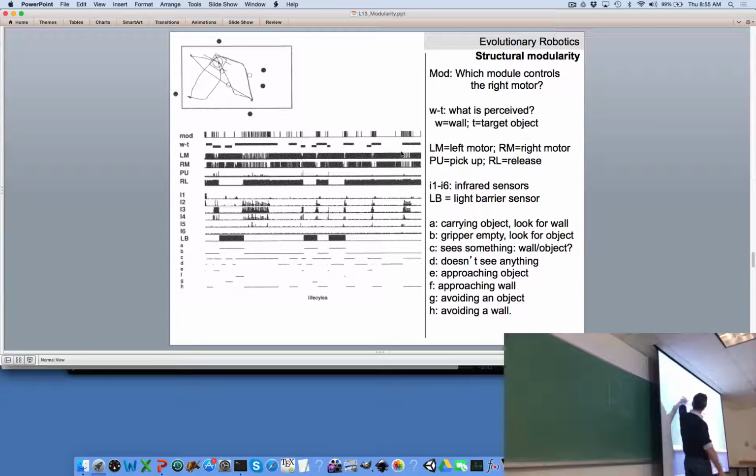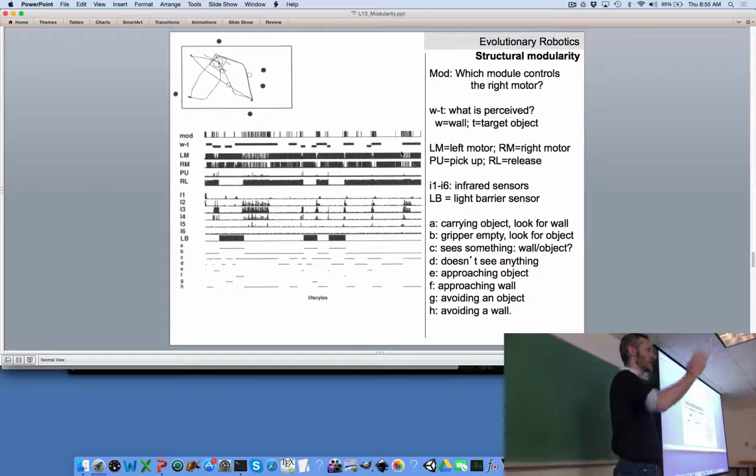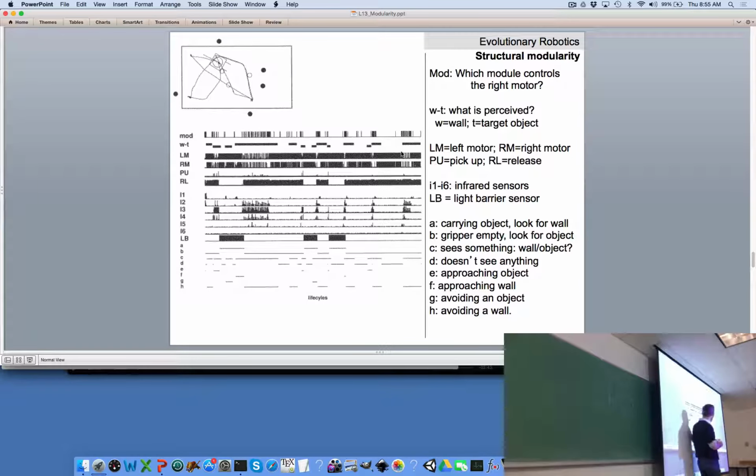So the top row here, called mod, shows which of these 2 modules is in control of the right motor at what time. So the horizontal axis here is time as the robot goes around and cleans up 3 of the 5 pegs in the arena. And you can see that indeed it is switching back and forth between these 2 modules. So wherever you see a black dash here, that's where the two selector neurons for the right motor, their relative values passed one another. One became higher or lower than the other, and the other module took over.